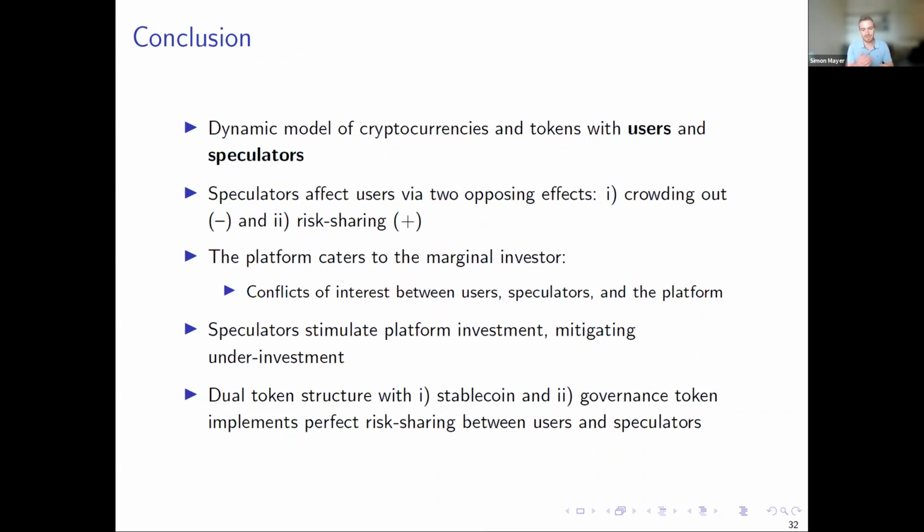I also discuss other platform structures, namely a dual token structure featuring a stablecoin and governance token, which we see quite frequently nowadays in decentralized finance protocols. And this dual token structure implements perfect risk sharing between users and speculators.